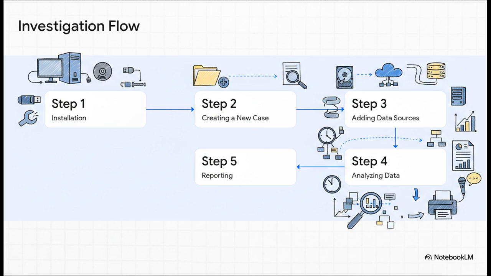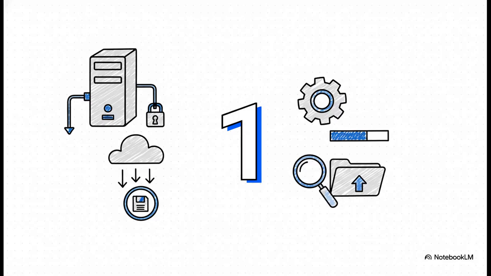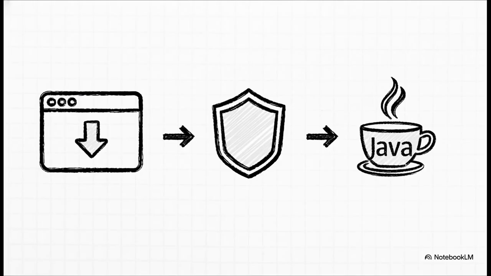Let's break it down. Okay, first things first, we have to build the foundation, and that means installation. Getting set up is actually really straightforward. You just need to grab the latest version from the official Autopsy website, run the installer with admin rights, and just double-check that you have Java installed on your system. Autopsy needs it to run.